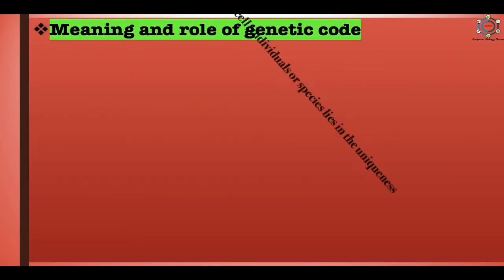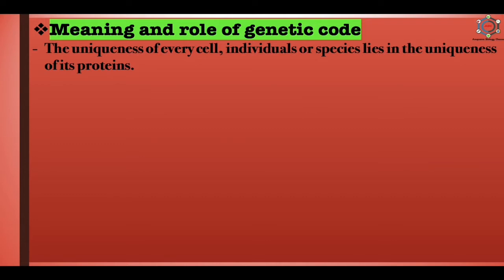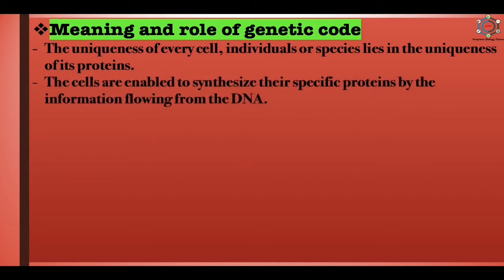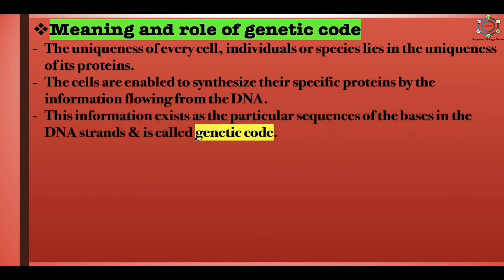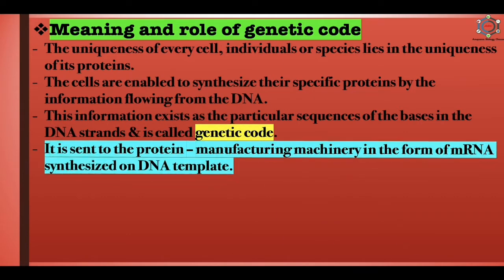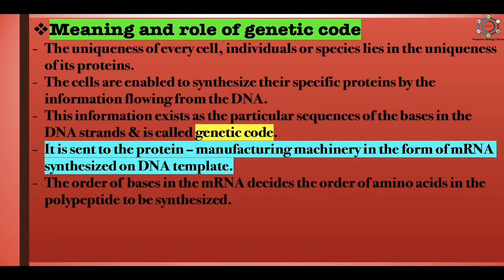Now, at first, the meaning and role of genetic code. The uniqueness of every cell, individual or species lies in the uniqueness of its proteins. The cells are enabled to synthesize their specific proteins by the information flowing from the DNA. This information exists as the particular sequence of the bases in the DNA strands and is called genetic code. It is sent to the protein manufacturing machinery in the form of mRNA synthesized on a DNA template.